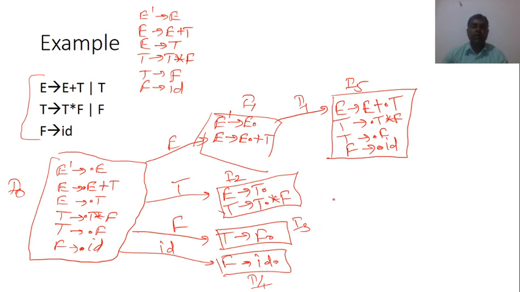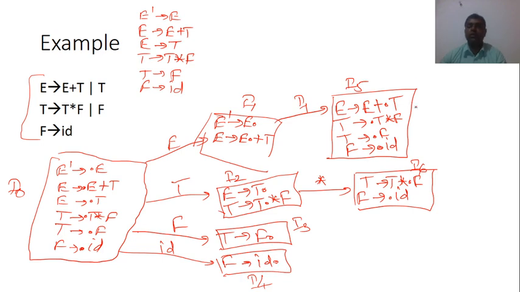Now from I2 I can read asterisk. Just read asterisk. What you will get? T → T asterisk dot F. After dot I am getting F. Add the production of F → dot id. So this becomes our I6. I cannot read anything here, and in this case also.